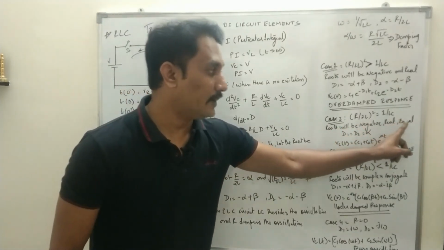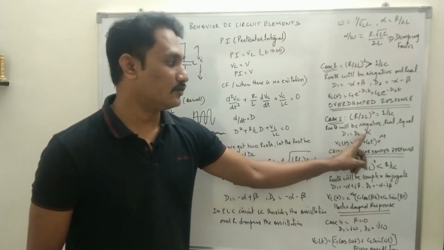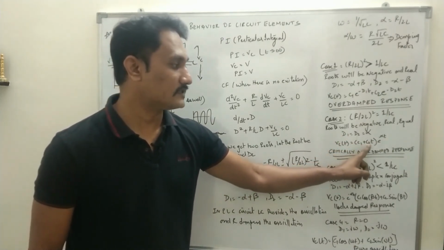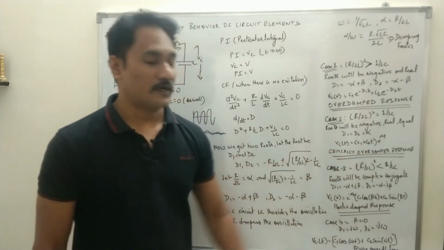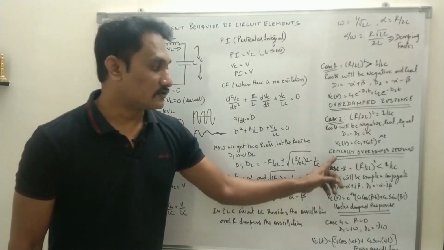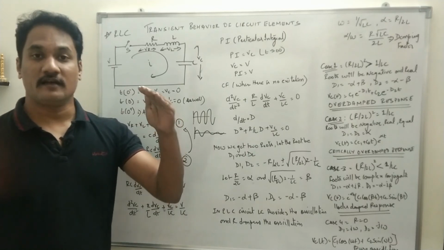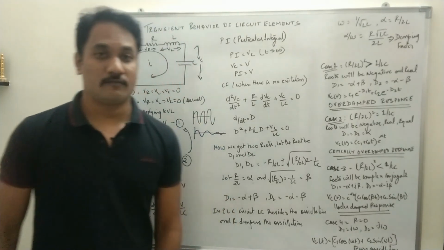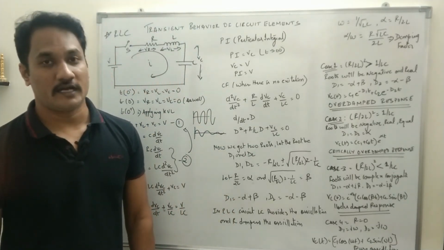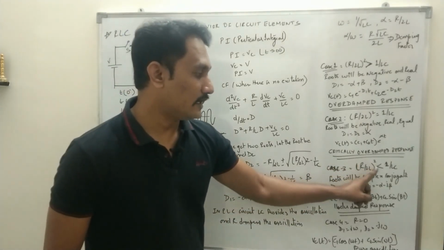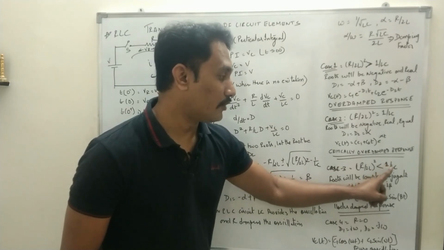Similarly, case 2, when (R/2L) squared is equal to 1 upon LC, the roots will be negative, real, and equal. That means D1 and D2 both will be alpha. So the voltage across the capacitor will be (C1 plus C2 t) into e raised to minus alpha t. This is called the critically damped response. Third case, (R/2L) squared is less than 1 upon LC.